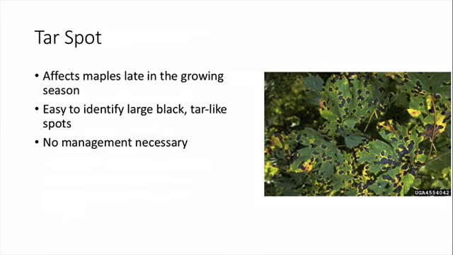The diseases we worry about are the ones that hit in the spring, so that they're compromising the plant throughout the growing season. With diseases that hit later in the year, like tar spot, about a month later the leaves are falling off anyway, so it's not really a big problem.